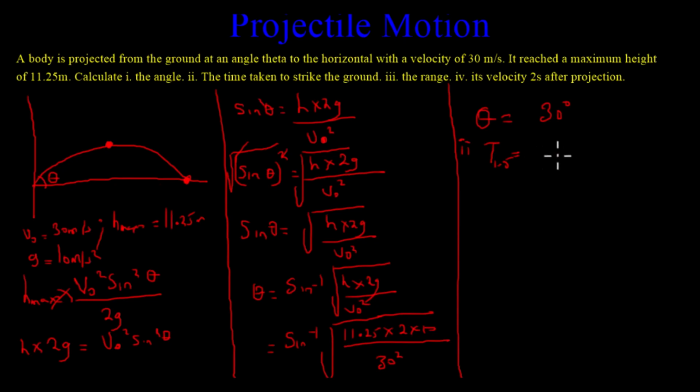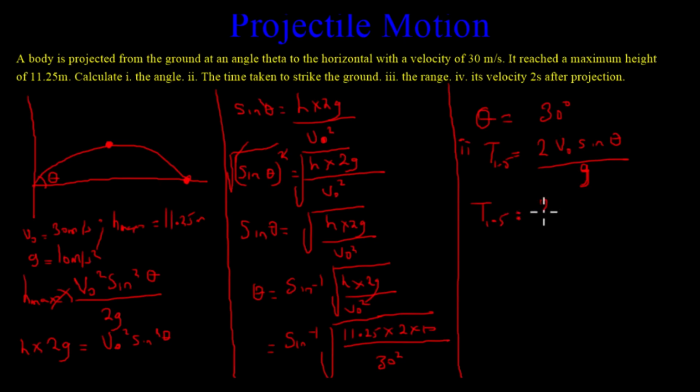So t1 to 5 will then be given as 2 v naught sine theta all over g. Okay, so we know the value of theta, 30 degrees. We know the value of v naught, what's v naught? 30. We know the value of g, 10. So slot everything in.